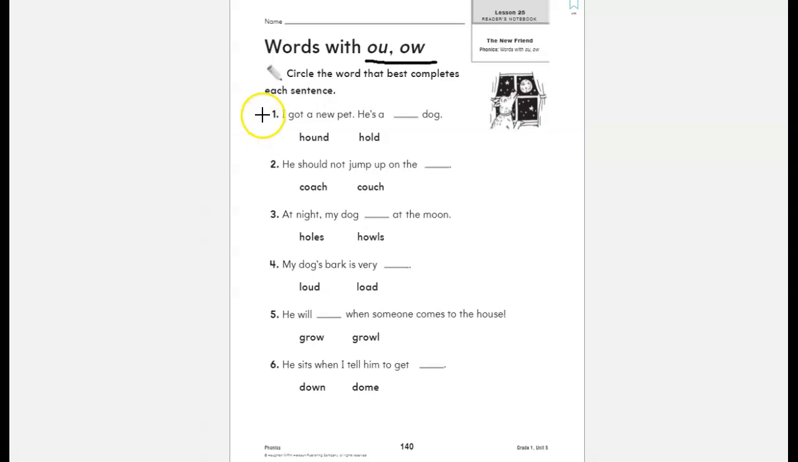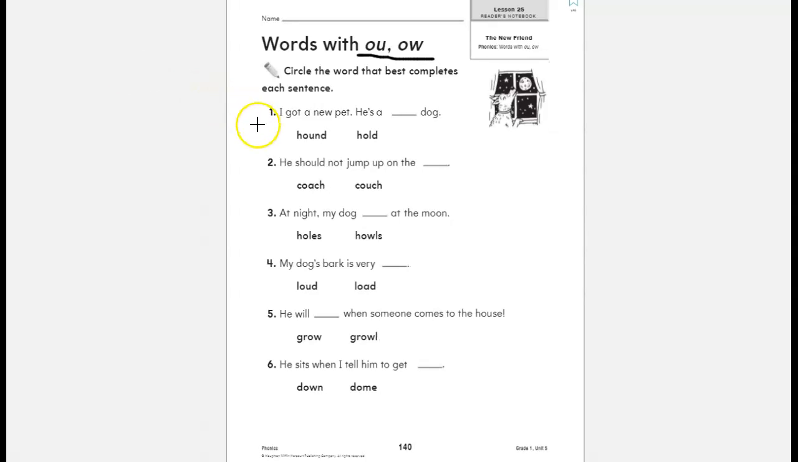For numbers 1 through 6, we have a sentence with a blank. There are 2 words below each sentence, and we must circle the word that best completes the sentence we are working with. Let's begin with sentence number 1.